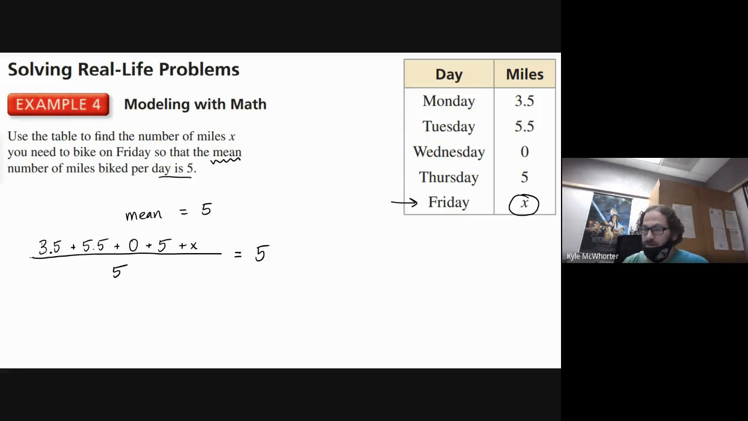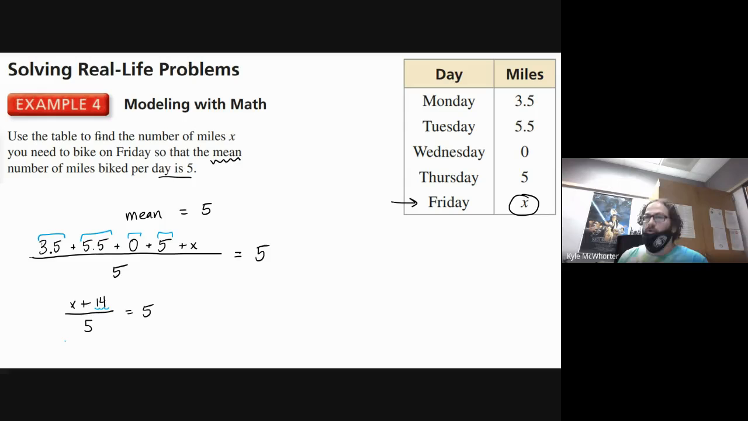So 3.5 plus 5.5 would be 9. 9 plus 5 is 14. So this is really 14 plus x, or x plus 14. So right there, I just combined like terms of all the numbers in the numerator here. Added those all together to get 14.